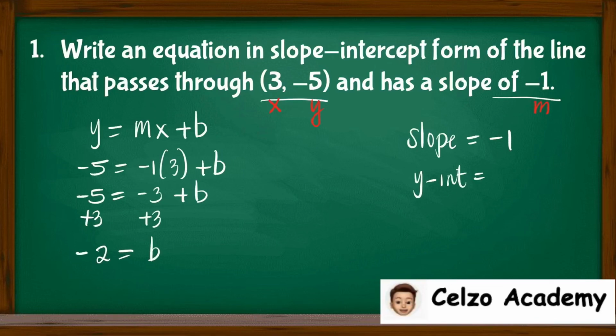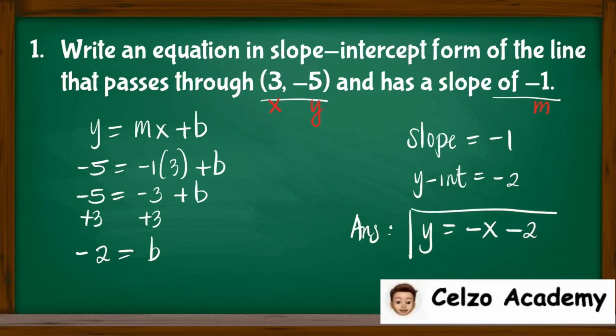Since our slope is -1 and the y-intercept is -2, to write the equation in slope-intercept form, we substitute the slope m = -1 and the y-intercept b = -2. So the equation of our line is y = -1x, or -x, plus b, or -2. So y = -x - 2 is the equation of our line.